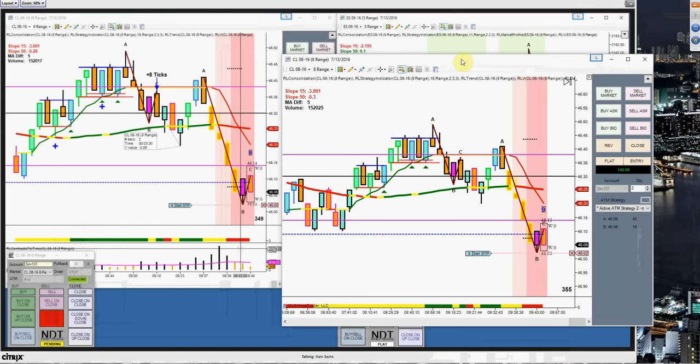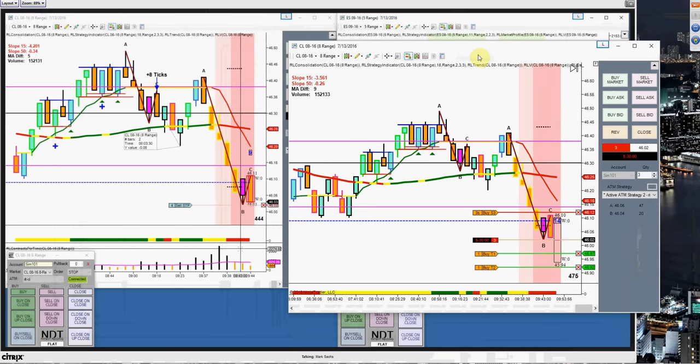On the E-mini, we'd have to break and retest the value area low. Order filled. Oh, here we go. All right, we're in, guys.